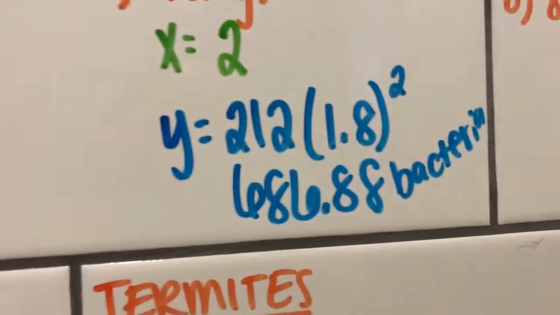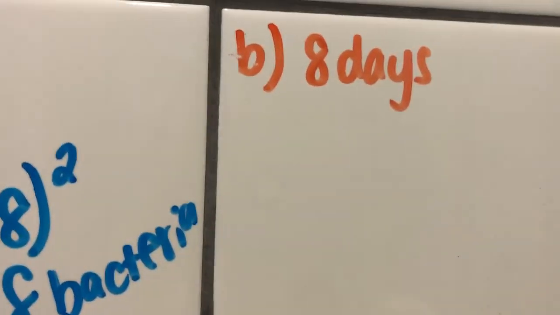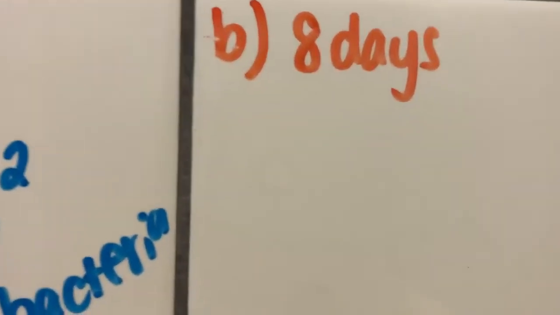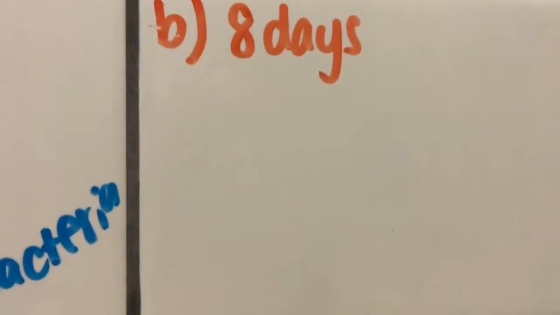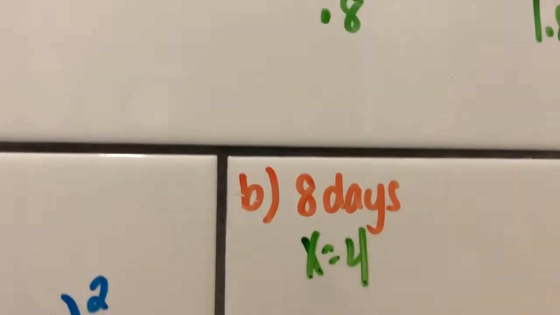You always want to label with your units. So for the next one, I have 8 days. We're not plugging in that 8 because we found out it's growing every 2 days. So how many sets of 2 days can fit into 8? Well, 4 of them. So my x is going to be 4.